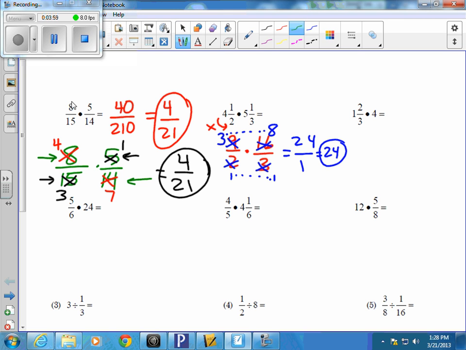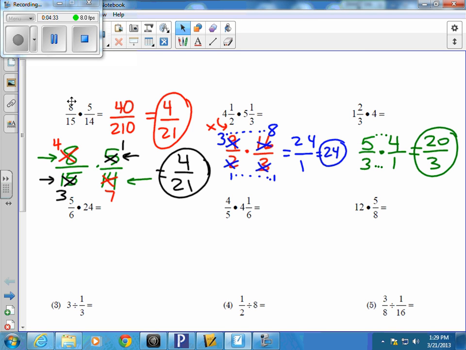With the next one, 1 2/3 times 4. Change the 1 2/3 into an improper fraction. 1 times 3 is 3, plus 2 is 5. 5/3 times 4. 4 is really an integer, which means an integer is always over 1. Are there any simplifications here? Let's see, 1 and 5. Nope, only 1 can be divided into both. That won't change. 3 and 4, same thing. So if I multiply top times top and bottom times bottom, I get my simplified answer, 20 over 3. Just leave it as an improper fraction.